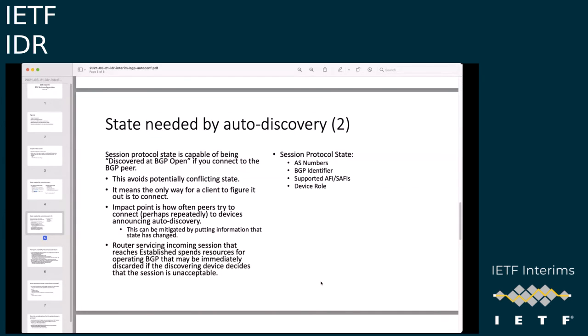Robert's partial solution is basically BGP open inside a multicast. There's not quite enough information and ability to handle some of the state in that proposal, but that's an example of minimal state simply going into a packet.